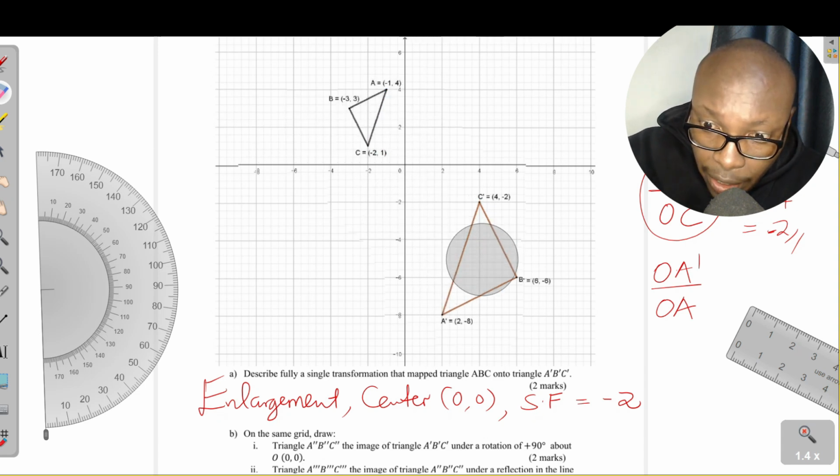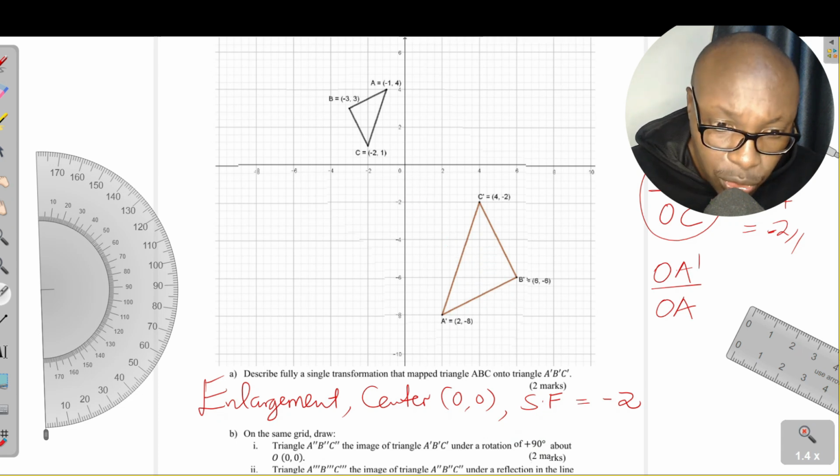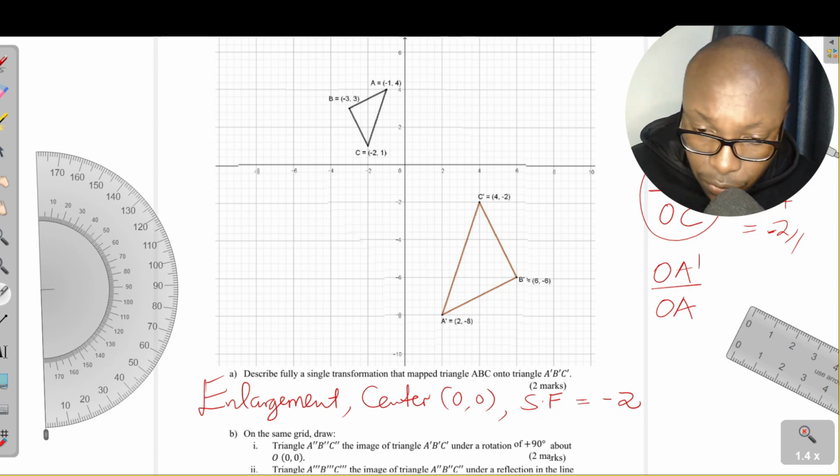So you're required to actually rotate A prime, B prime, C prime under a rotation of +90 about the origin. So how do you go about that? I'm going to use a protractor, and I'll use a ruler and a pair of compass to do that. So the first thing you do, you're supposed to join every point to the center of rotation. The center of rotation is the origin.